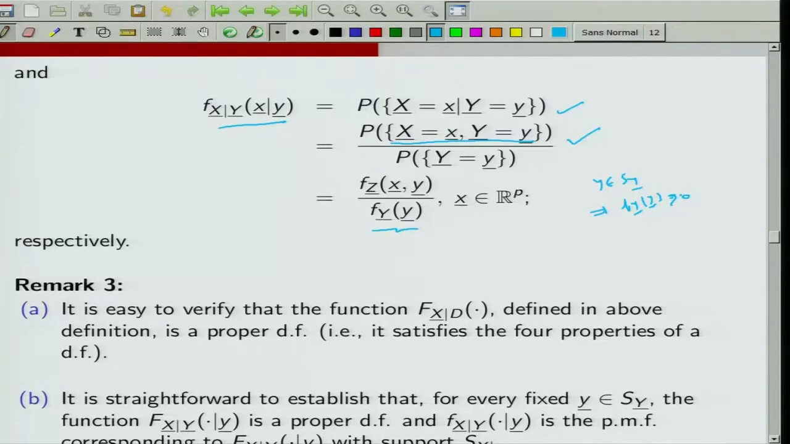So, we have talked about the conditional distribution function F_{X|y} for a fixed y, and this is a probability mass function. The question is: is this really a probability mass function corresponding to this distribution function or not?